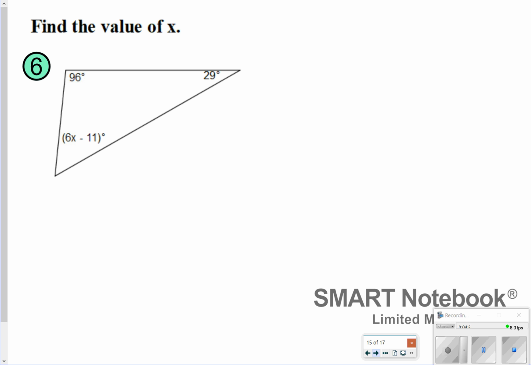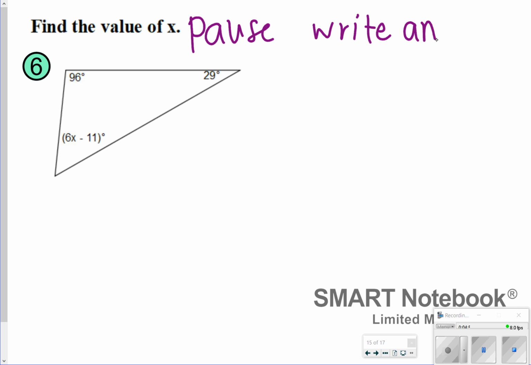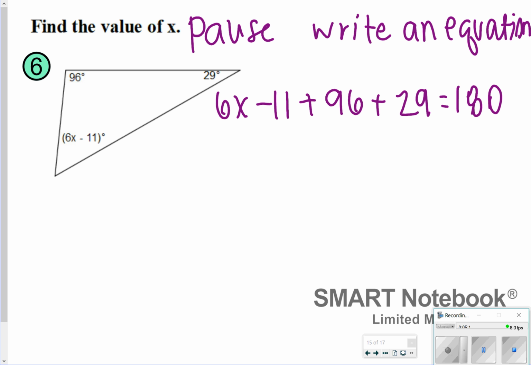What I would suggest is to write an equation. So let's pause and write an equation because you have a few different things going on. Once you're done writing the equation, then solve for your x. All right, so you've already written your equation and then solved it, so let's see what our equation should look like.